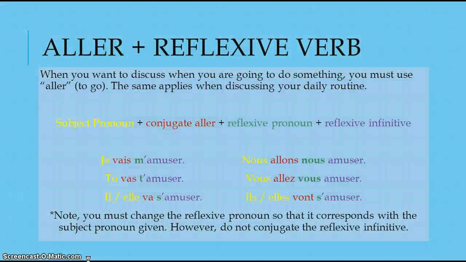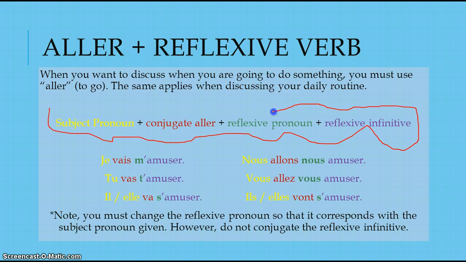Aller and the reflexive. When you want to discuss when you're going to do something, you have to use aller, of course. That means to go. So here's the structure that I've created to help you form your sentences correctly for using aller and reflexive verbs. The first thing you're going to do is write your subject pronoun. And in this example at the bottom, I've color-coded everything for you. So the subject pronouns are in yellow. We conjugate aller in red down here. Okay, vais, vas, va, allons, allez, vont.